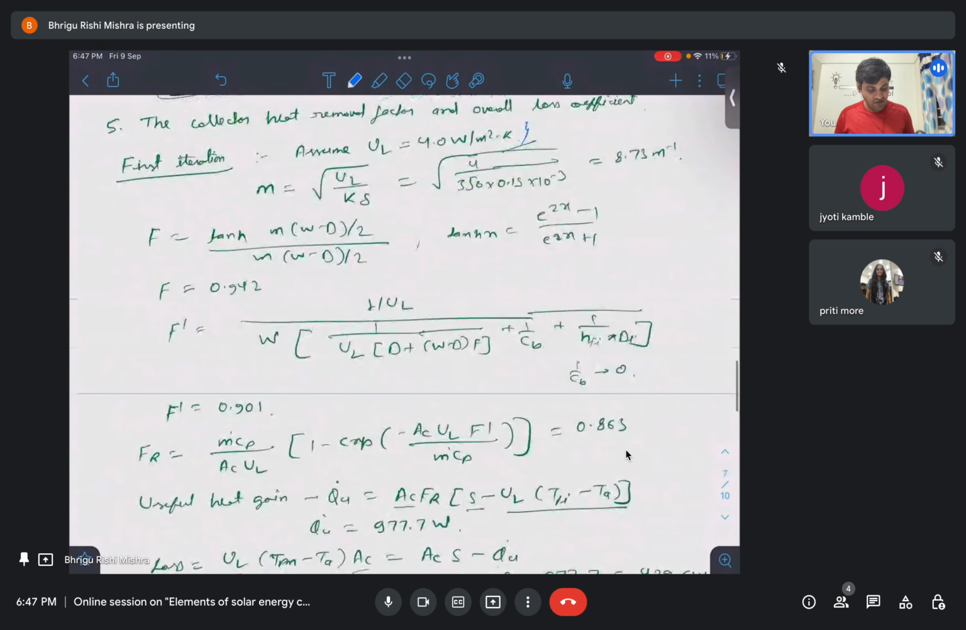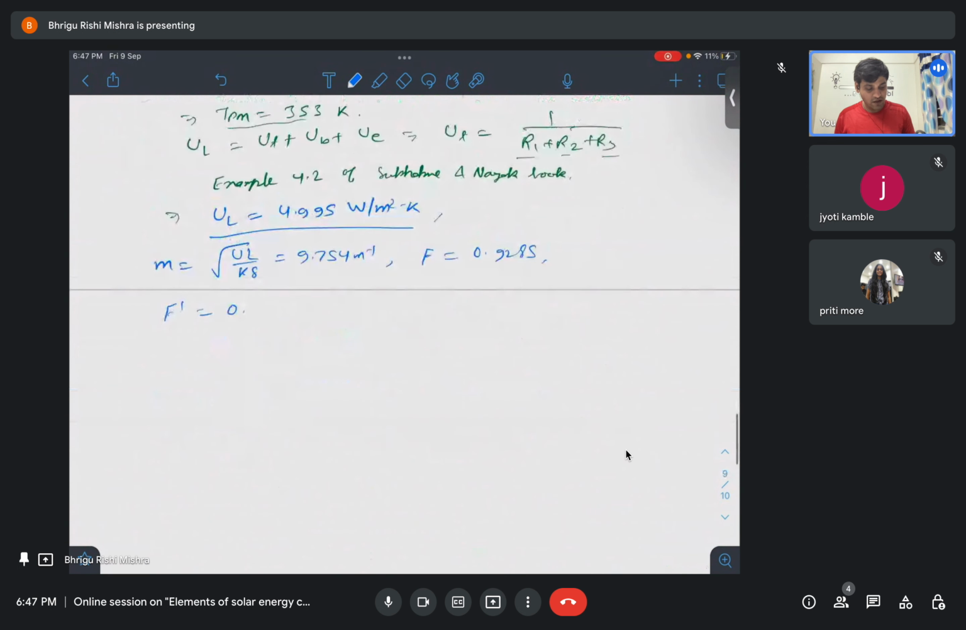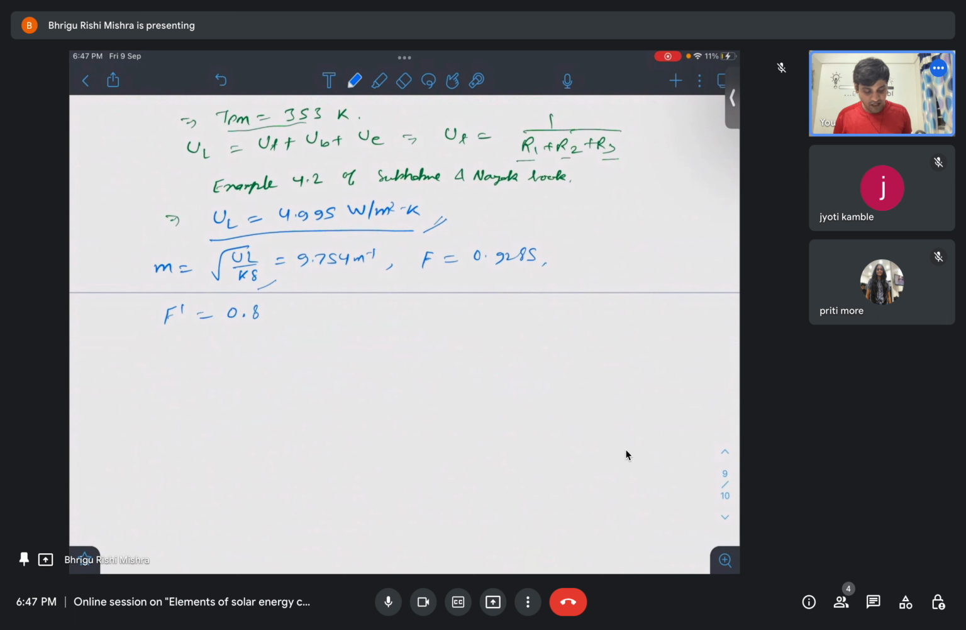The same process here, we have already shown how to calculate this, so I'm not calculating it again. The process is the same, it's just that now we have the right UL, so we can calculate M using this formula, then F dash, then F using this formula, and then the heat removal factor using this formula. If you put all the values, F dash is 0.8794, FR is 0.8344. And now we have the values, so you can calculate the useful heat gain.